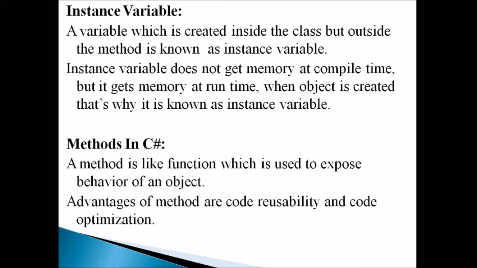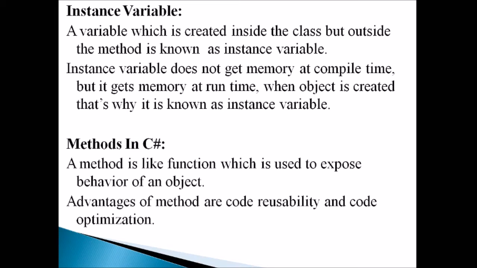Okay, and these instance variables do not get memory at compile time. They cannot get memory at compile time. Instead, they get memory during the runtime only. So these instance variables get memory space during the runtime when the object is created, so that it is called an instance variable. The memory is allocated when it is executed.